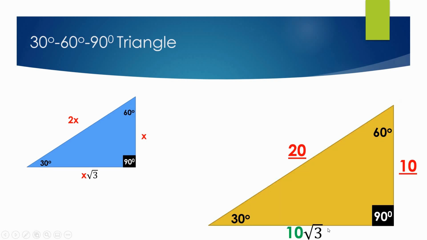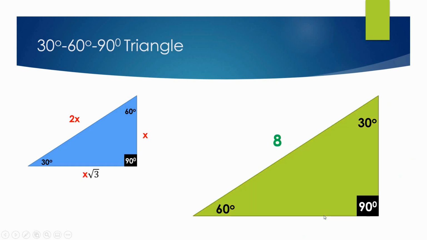How about the next example? For example, this time we have 10 here. So, you just double it, and you will get 20. And then, to get the side adjacent to 30 degrees, you just combine the 10 and square root of 3. So, that's how it is. For another example, what if the hypotenuse is given, which is 8? How can we get the leg adjacent to 60 degrees? As a review, the side adjacent to 60 degrees is related to our hypotenuse, right?